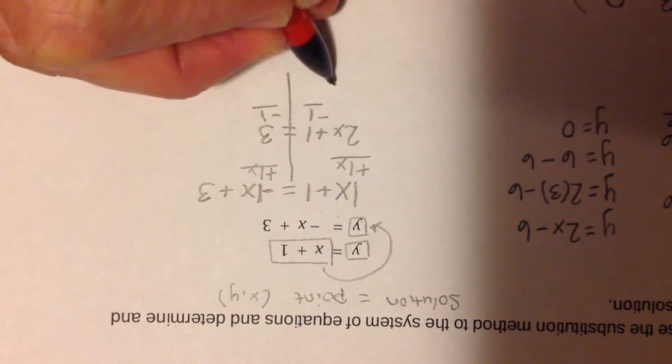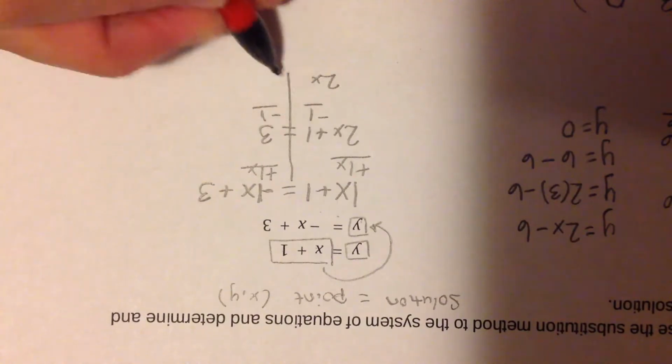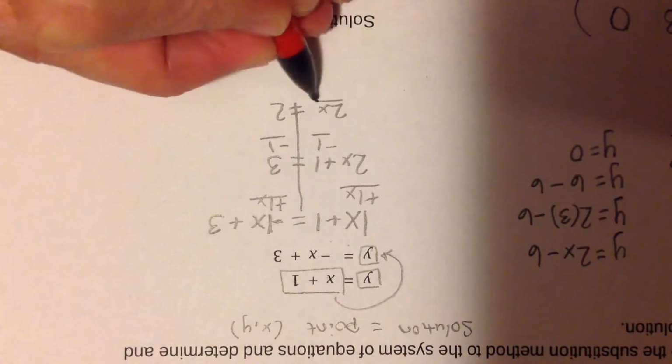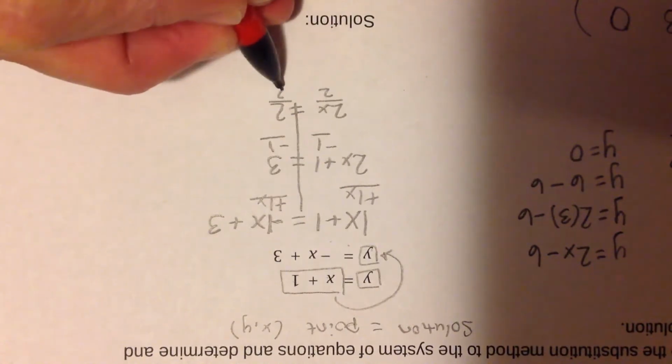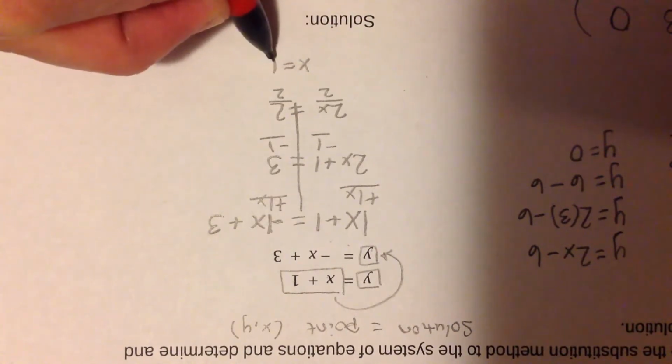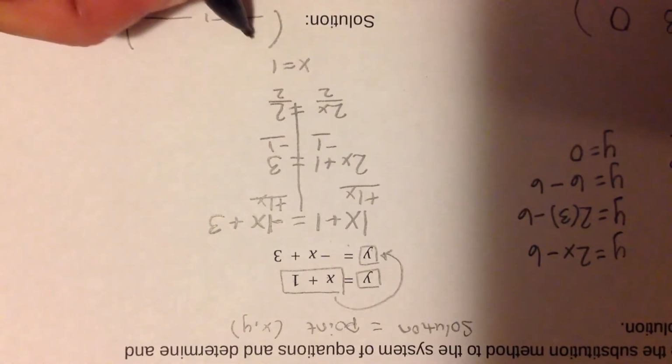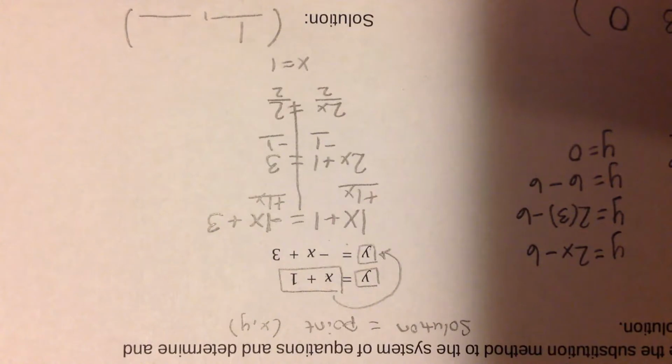Over here, I'm only left with 2x because the 1 minus 1 cancel. 3 minus 1 is 2. So then I solve this by dividing both sides by 2, and x equals 1. Keep in mind that this is only one part of our solution because we need an x and a y value to make a point. So my x value is 1, I still need to find my y value.